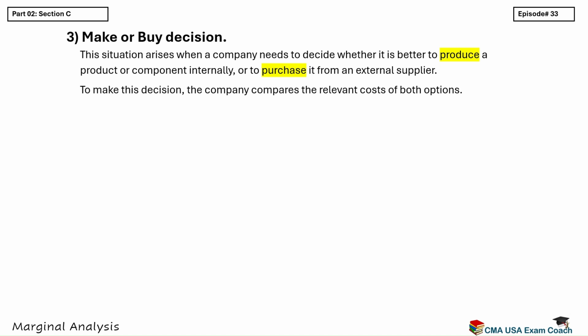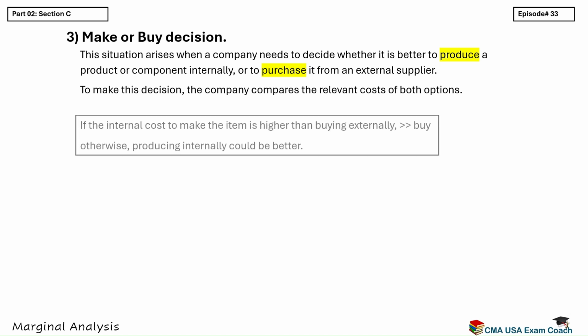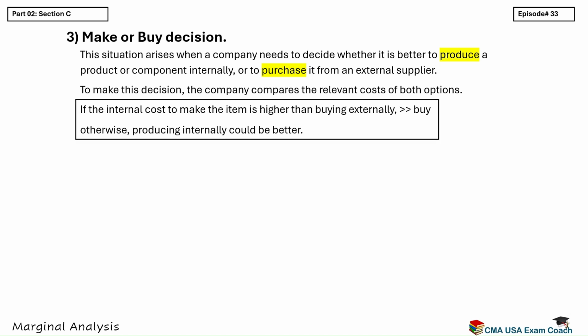In other words, if the internal cost to make the item is higher than buying externally, it usually makes sense to buy. Otherwise, producing internally could be better.